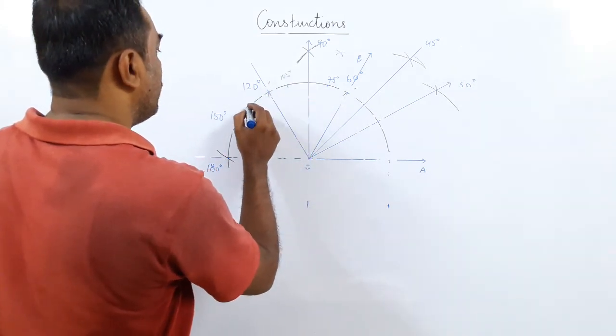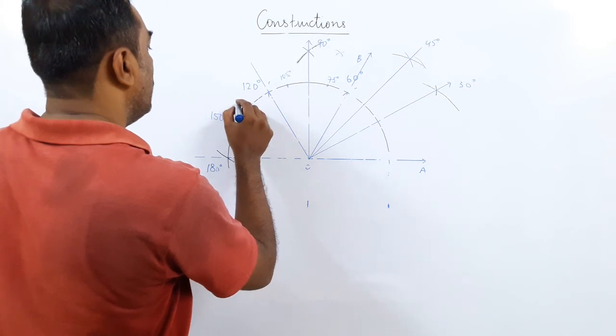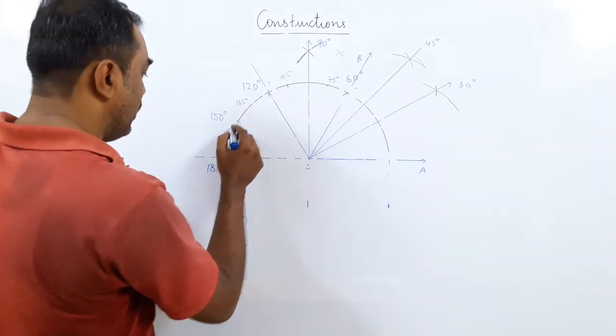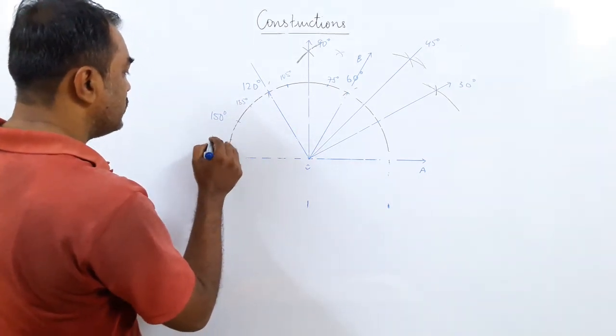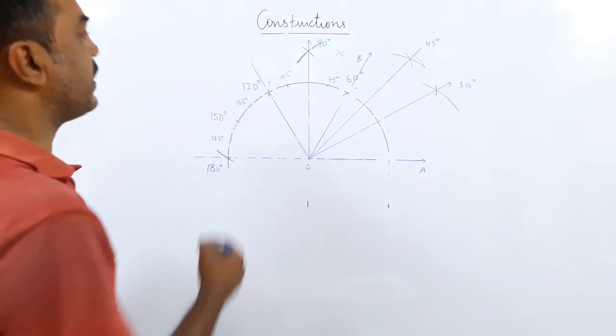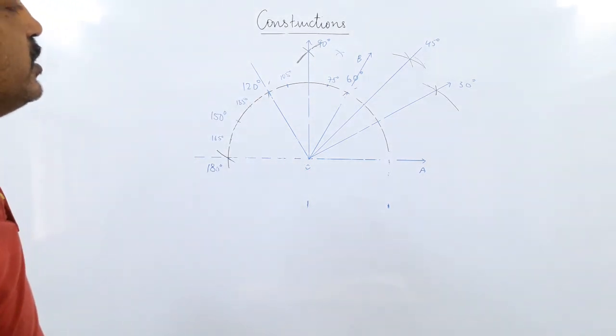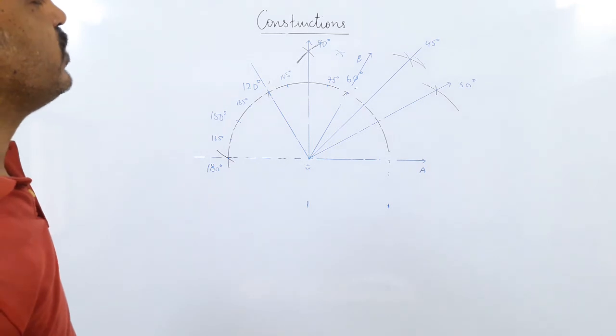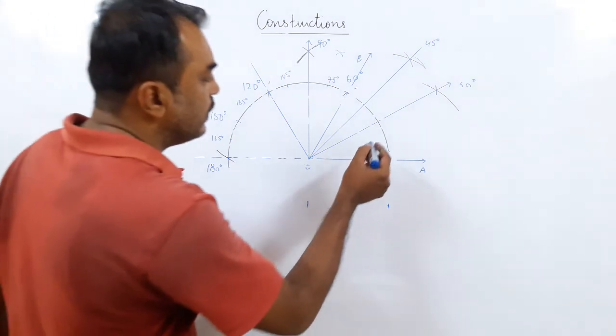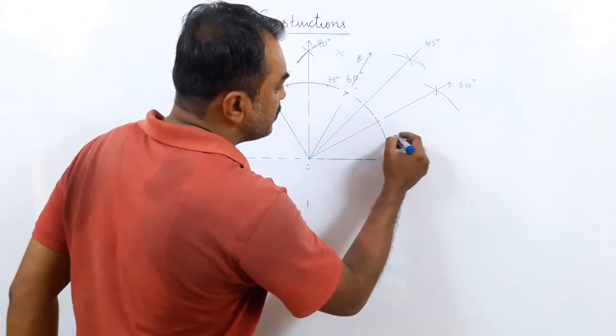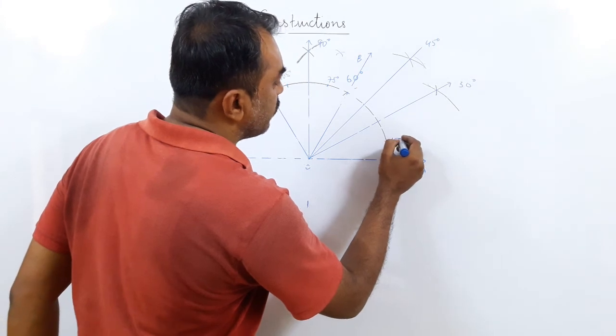Between 120 and 150, I should have 135 degree. Between 150 and 180, I should have 165 degree. These are not arcs, I am just showing for your consideration. Now you can even draw 15 degree. How can you draw 15 degree? Between 0 and 30, if you cut this into two equal parts, you should get a 15 degree.